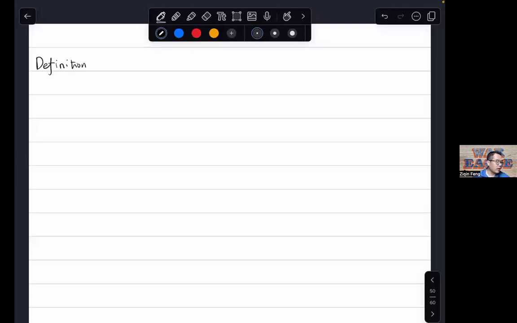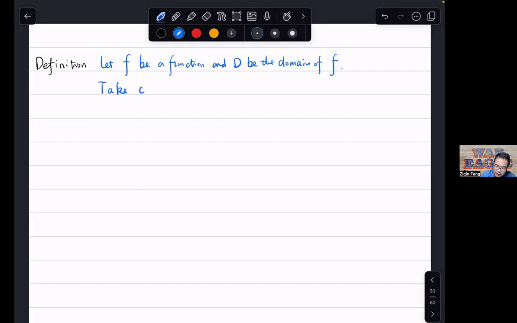Before we do anything, let's try to write down a definition for that. What's the real meaning of being a maximum or minimum? What's the actual meaning? So we're given a function. Let f be a function, and D here be the domain of f, right? And we take a number in the domain, take a c inside D.